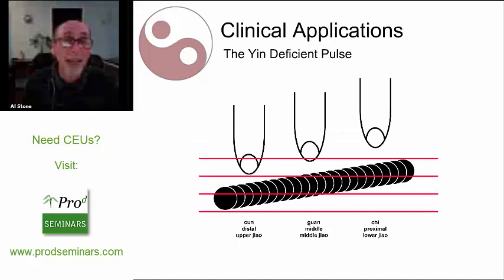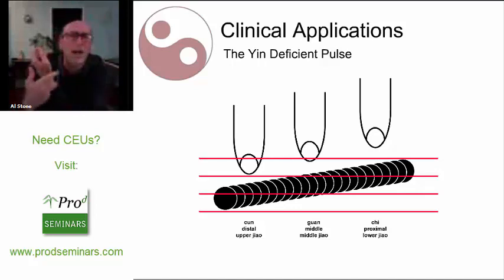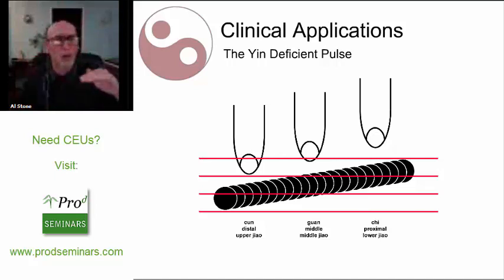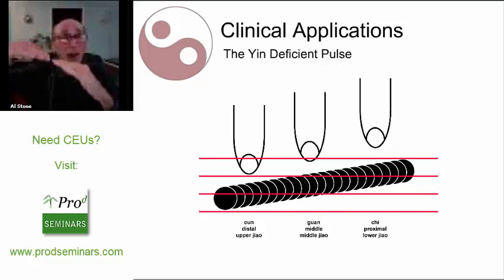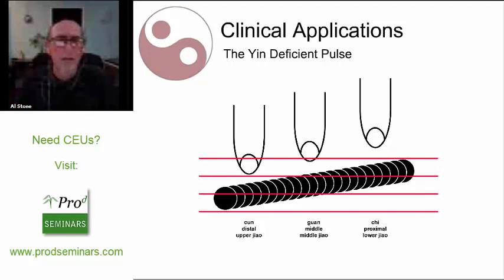And finally, this is a pulse that I'd like to talk about briefly. It's lacking root in the lower jaw position, and it's deep in the upper jaw position. That's kind of reversed. That's a yin deficient pulse. What you want is deep in the lower jaw, and if it's going to be superficial anywhere, make it in the upper jaw. But I didn't have much time to get into that very much.